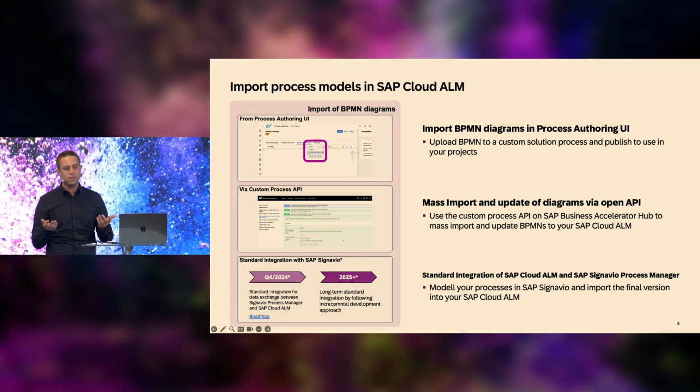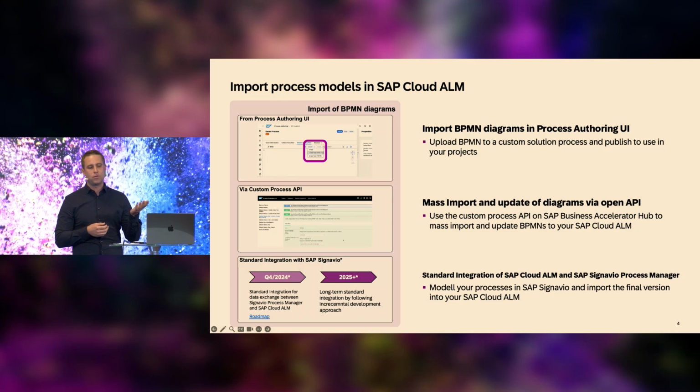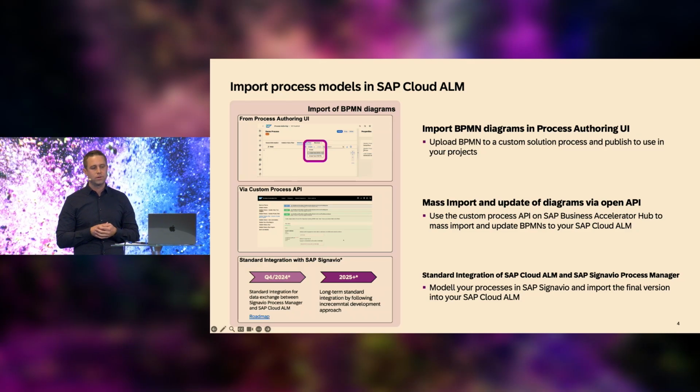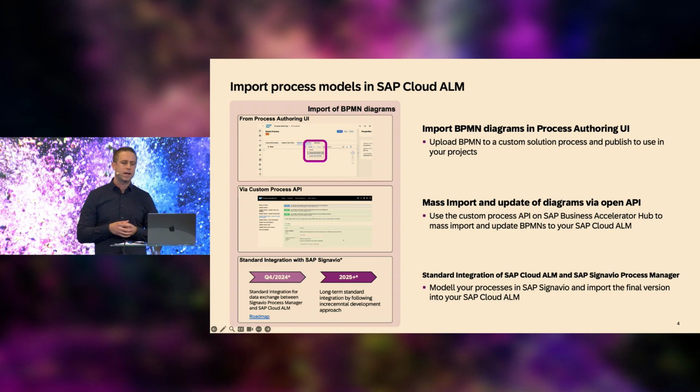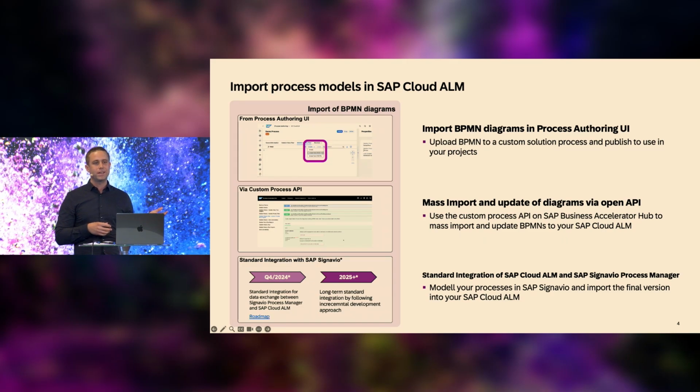But you could also use the open API, the custom process API, for a mass upload or mass import of those processes. Also there we extended the API so that updates are now also available. For Q4 now, we have planned the standard integration with Signavio, and I have another slide on that. But there's also a fourth option with the selective data transfer.